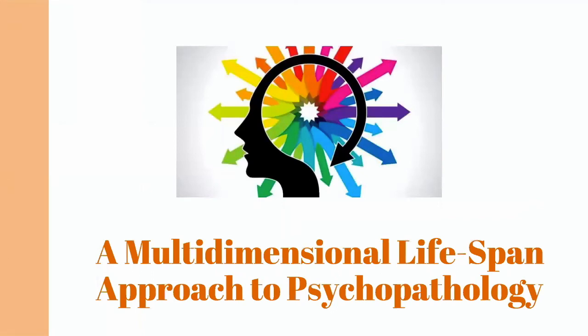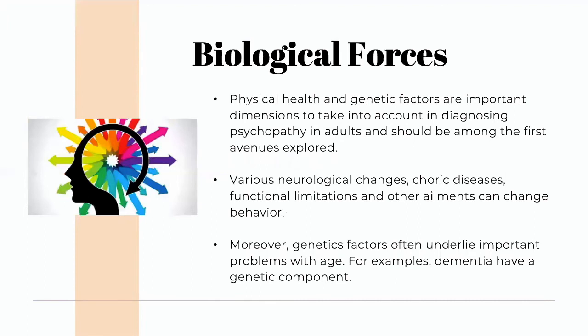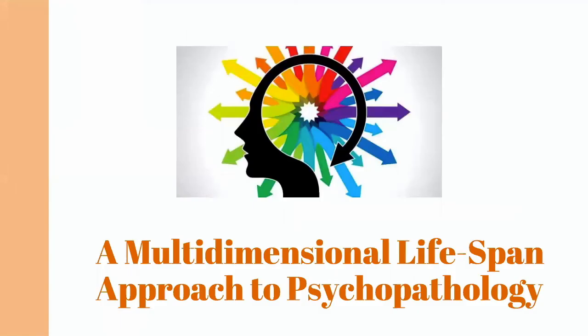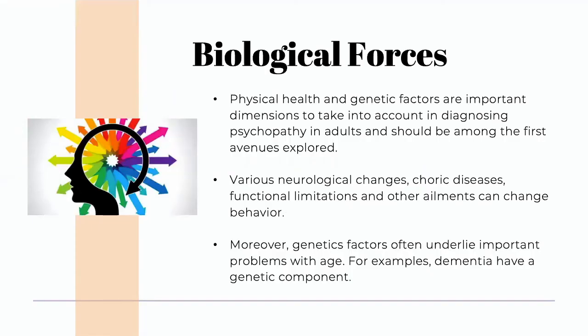And now we're going to go back to what we started on from chapter 1 in adult development, which is a multidimensional lifespan approach to psychopathology. So going back to the original lifespan approach, we realized that there were 4 forces. The first one is a biological force. When you're looking at the biological forces, physical health and genetic factors are important dimensions to take into account in diagnosing adults and should be among the first avenues explored.